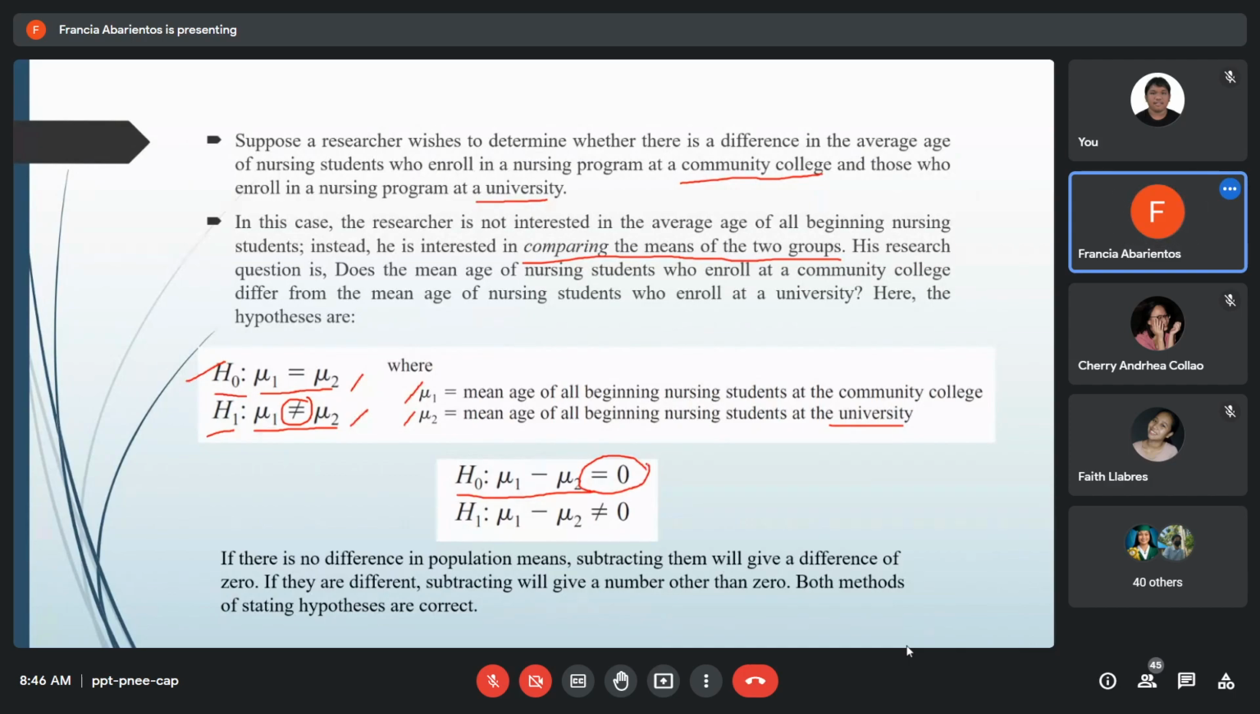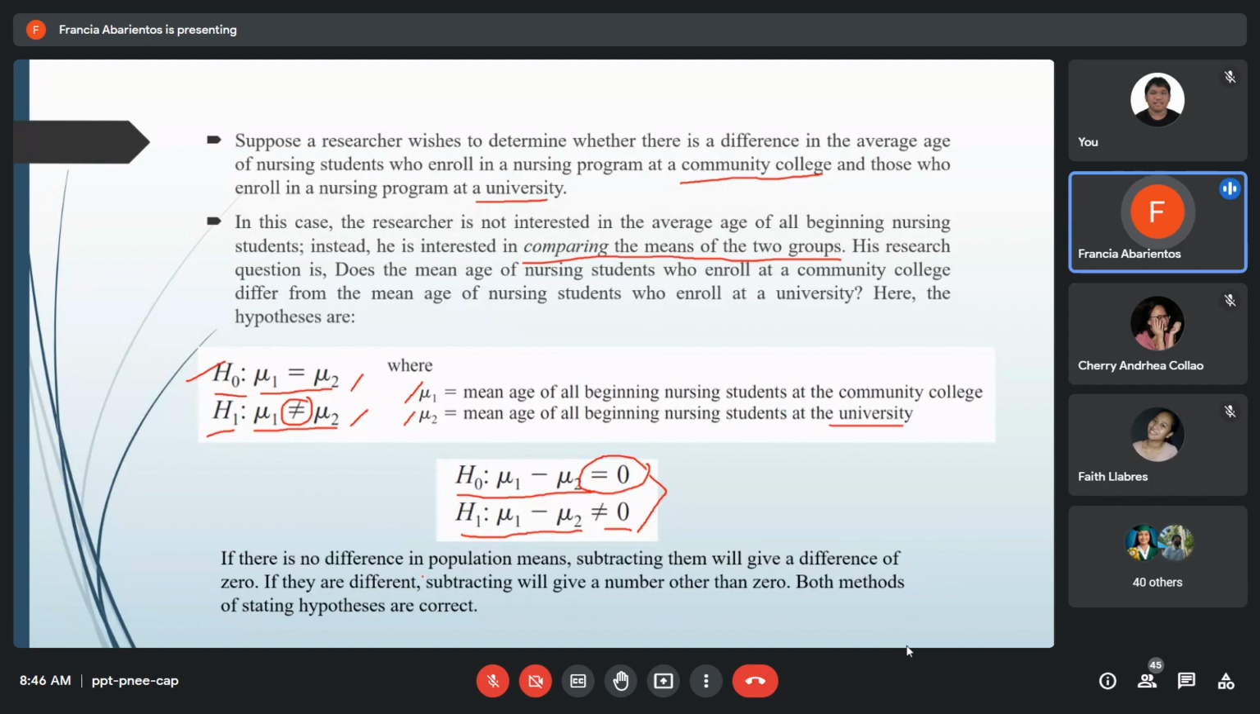And the alternative hypothesis, given the problem: the difference of the two, the mean age of the community college and the university, is not equal to 0. So this one is an example of how you express your null and alternative hypothesis in a given group.